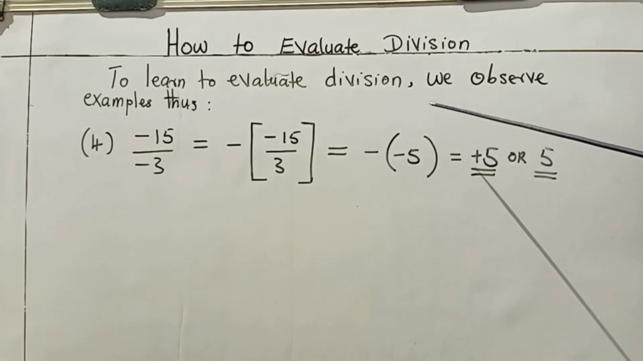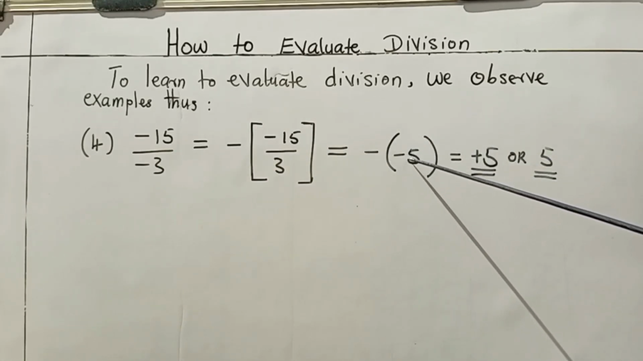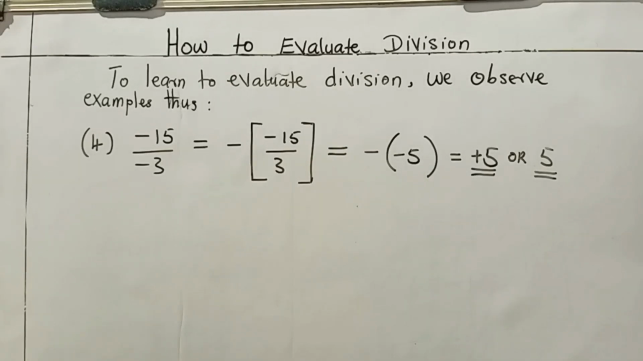We continue. Negative of owing 5 means change from owing 5 to what? To its opposite. What is opposite of owing 5? It is having 5. That is why the answer is having 5. That is plus 5. Or just simply written 5.